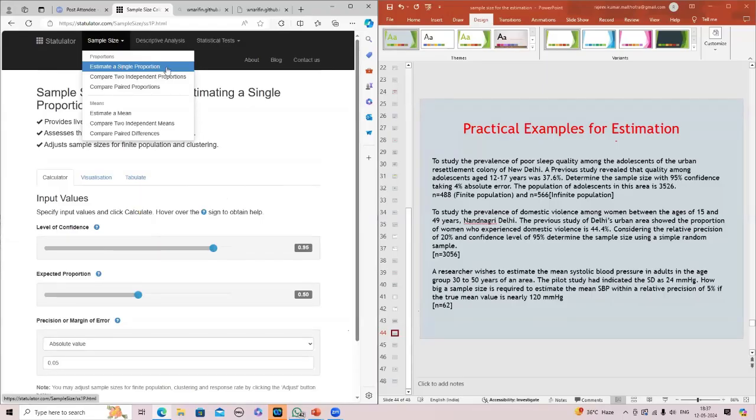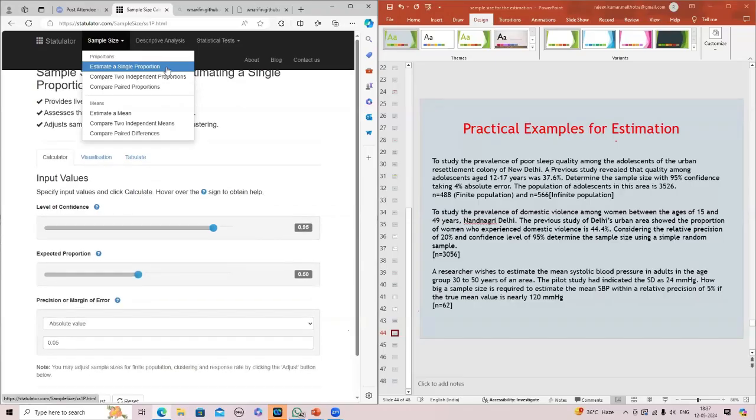So yesterday, I just briefly covered the lecture. Yesterday we learned about the prevalence, estimation of prevalence for the proportion, estimation of prevalence for the mean, and also how to calculate the estimation for the sensitivity and specificity and correlation. So this statulator will calculate for the single proportion estimation and for the estimation of mean.